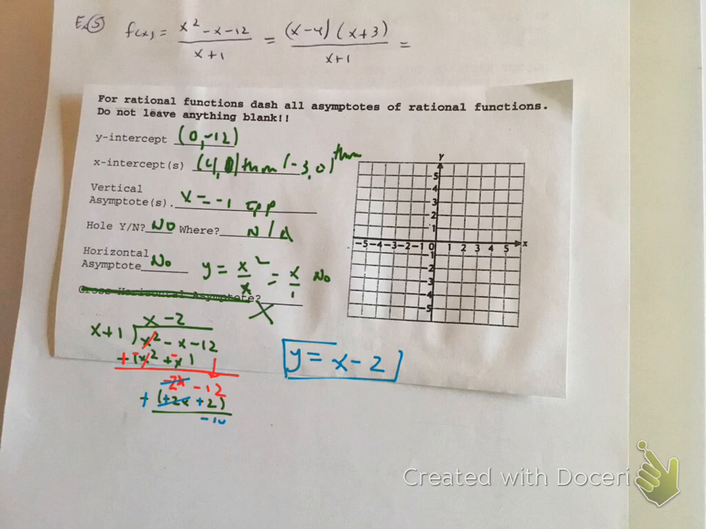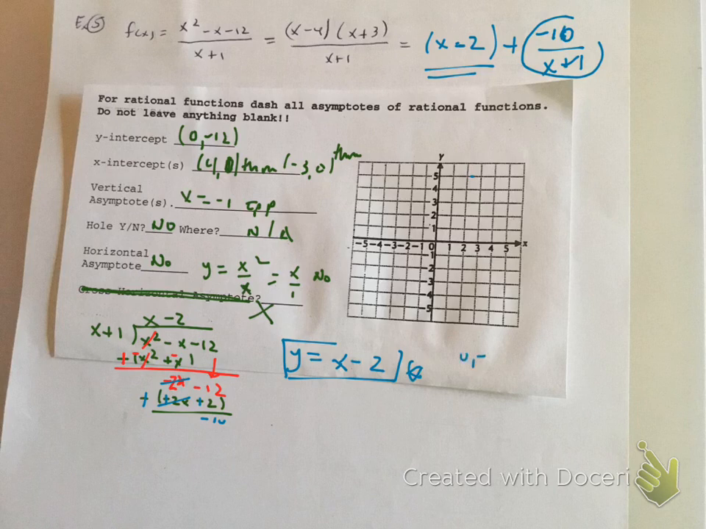The equation itself is x minus 2 plus, not 16, negative 10 over x plus 1. We don't care about this. What we care about is the x minus 2, this equation right here. So let's graph that. I know that that's a y-intercept of 0, negative 2, and I know the slope is 1. So I have this point down here, and I have a slope of 1, so my graph is going to do something like this, is my oblique asymptote. And I have this bad feeling I need to keep going way down here.